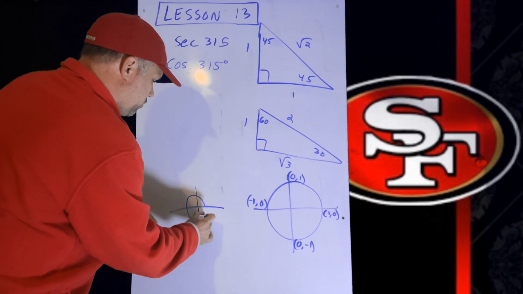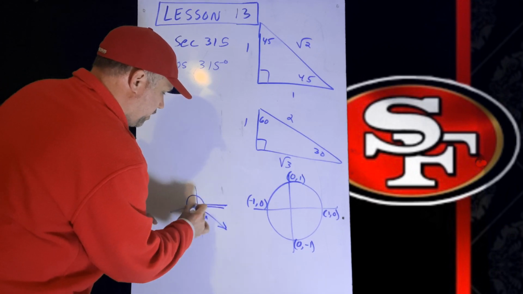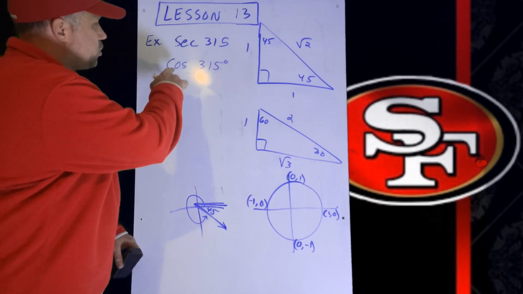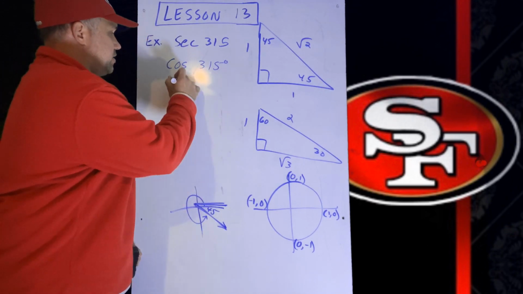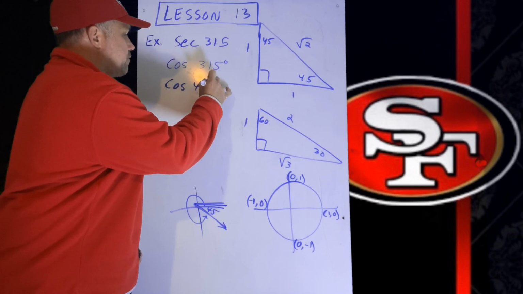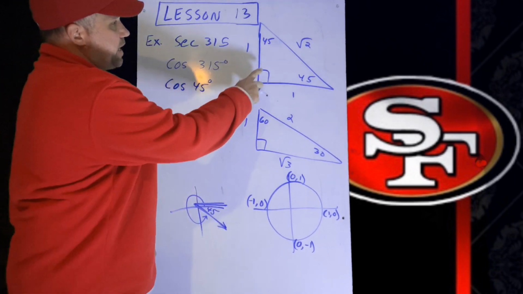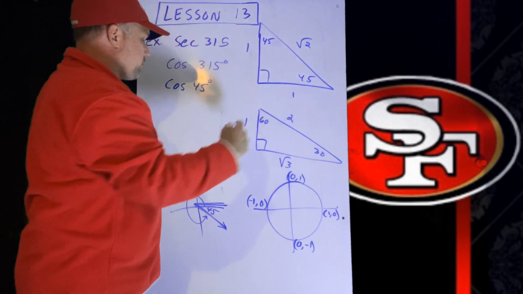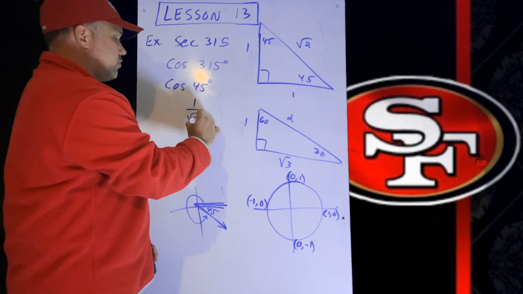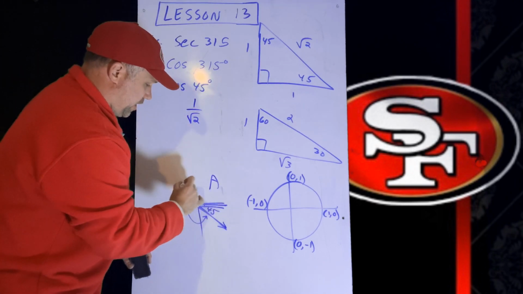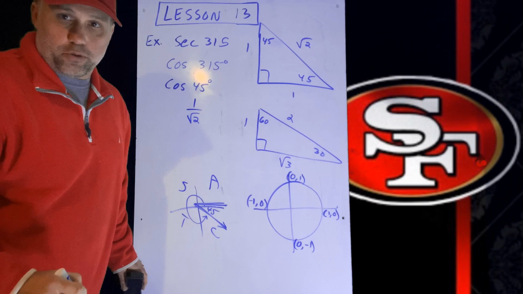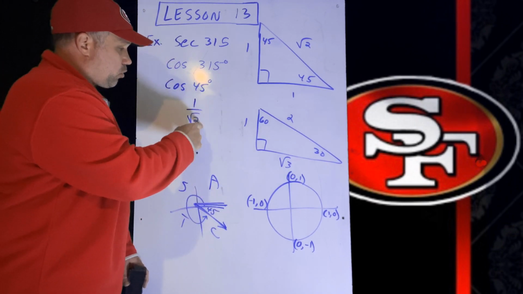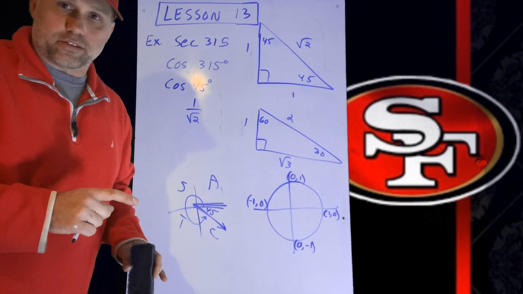315 sits right there, has a reference angle right here of 45 degrees. So the cosine of 315 is the same as the cosine of 45. The cosine of 45, from your 45, 45, 90, adjacent over hypotenuse, doesn't matter which one, it's 1 over root 2. But ASTC, we've got to check that real quick. We are in the C quadrant, and cosine is positive there, so we're good. We leave that as a positive 1 over radical 2.